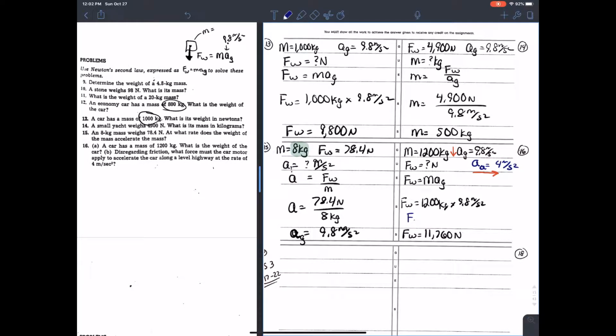So I'm going to put F, applied force, equals the mass, 1,200 kilograms, times our 4 meters per second squared. So the applied force that's going to be necessary to move this 1,200 kilogram car forwards along the highway at an acceleration of 4 meters per second squared is going to be 4,800 newtons worth of force. Okay. This takes care of problem set number 2, and we'll move on to problem set 3 in a little bit.